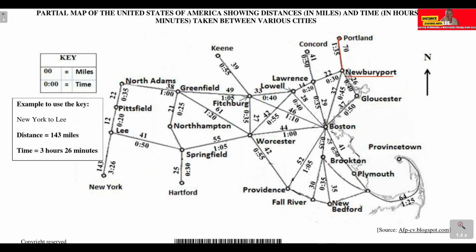We are at Newburyport now, and we want to find the destination that's going to take us 30 minutes. Do you see that? It's that destination there. So that means we're moving from Newburyport to Lawrence. It takes us half an hour to move from Newburyport to Lawrence. So we are going to write that the destination B is therefore Lawrence.